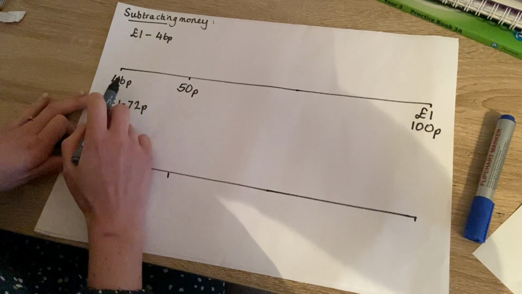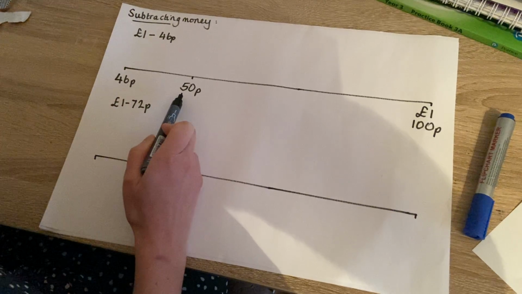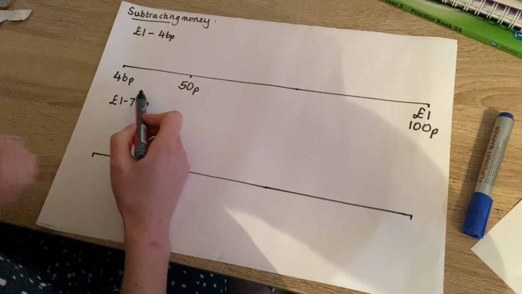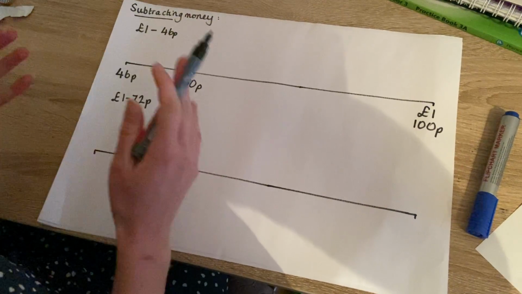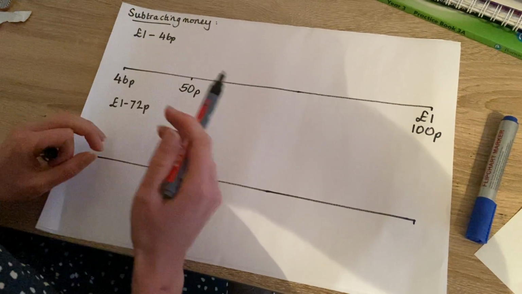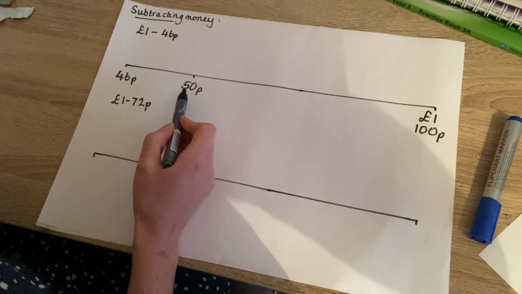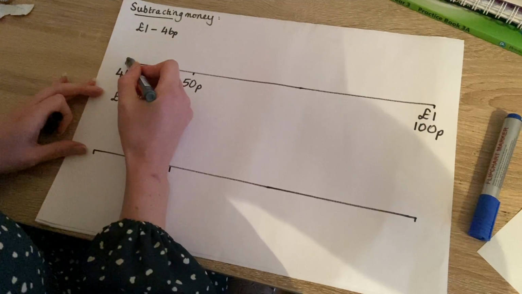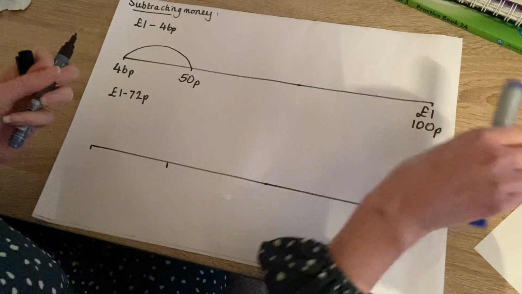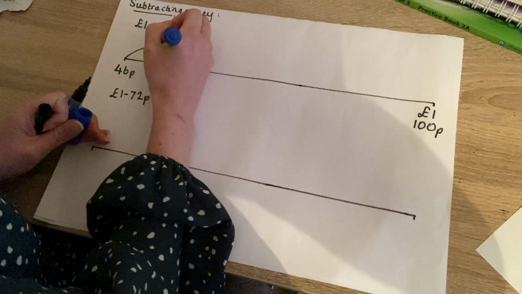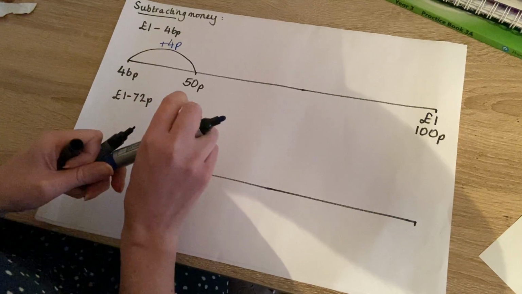So what I've got to do then is work out how I've got from 46p to 50p. And I can use my number bonds to help me. So I know that if I've got 6, to get to 10, I add 4, because 6 add 4 makes 10. So to get from 46p to the next 10, it's the same. I can use my number bonds. It's going to be add 4 again. I'm going to put that in blue so you can see it. So add 4p. Get there, because I know 6 add 4 makes 10.